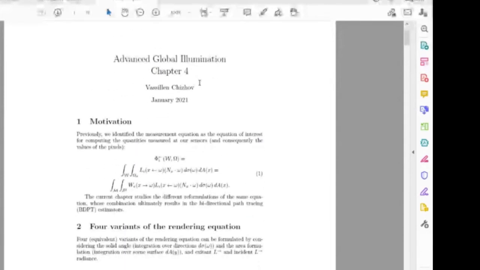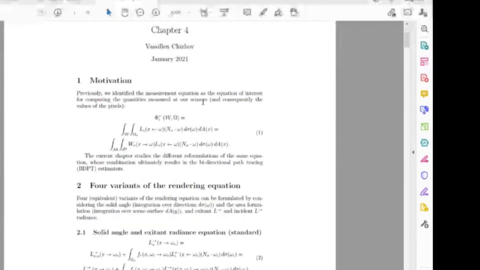Okay, then let's start with today's topic, which is really the rendering equation formulated in an operator form. This is just for conciseness. Then the measurement equation will be studied. And finally, we'll see different ways to rewrite this measurement equation, which lead to a formulation you can use to construct bidirectional path tracing estimators.